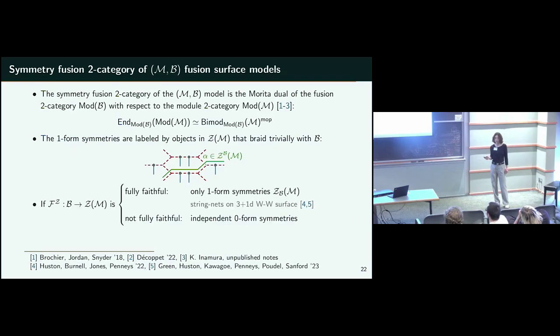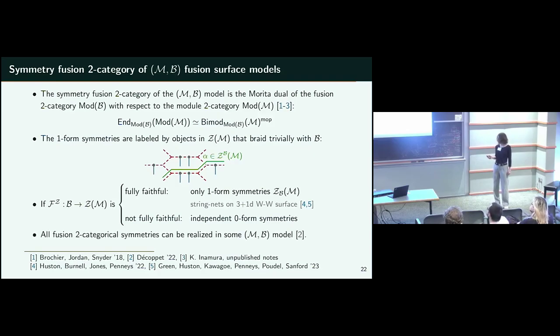The difficult part is finding the 0-form symmetries. Their existence depends on a certain functor. So this braided functor is guaranteed by this modular tensor category structure. It goes from B into the Drinfeld center of M. And if this functor is fully faithful, then we only have 1-form symmetries. And this is assumed in recent papers on string nets on Walker-Wang bulks. If, however, this functor is not fully faithful, then we get independent 0-form symmetries, and that's what we saw in the examples. But what exactly these 0-form symmetries are and how they act on the lattice, I don't know in all generality. So that's still an open question.